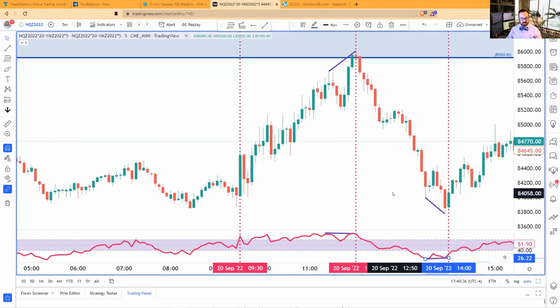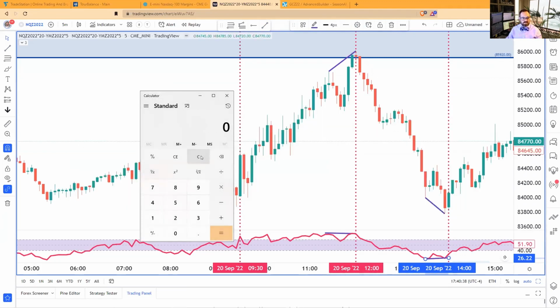We can see that the movement was from 85,920, and the exit was approximately, we'll call 84,000. That was a $2,000 move today. I just have to look up what the margin was, but the margins were absolutely much, much lower than they would be for carrying this normally. But that's a spread opportunity.